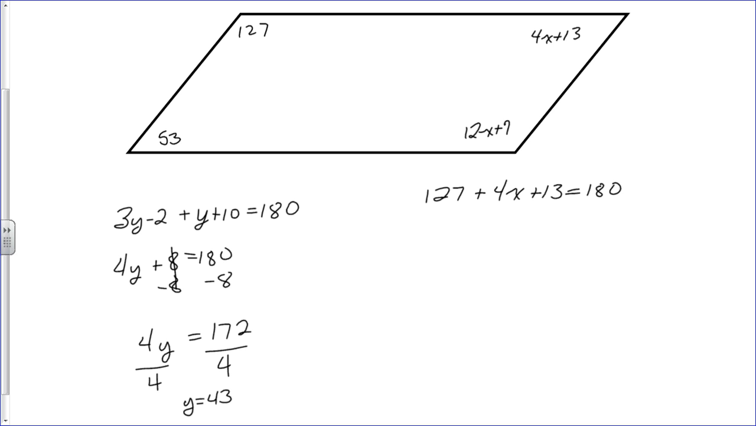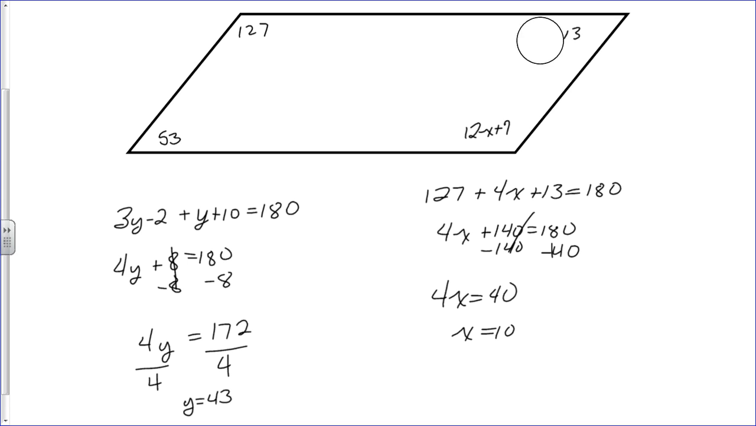So combine our like terms. 4x plus 140, because 127 and 13 is 140. And that equals 180. Subtract the 140. So 4x equals 40. So of course x equals 10. So now we come up here. 4 times 10 is 40, plus 13 is 53. All right.